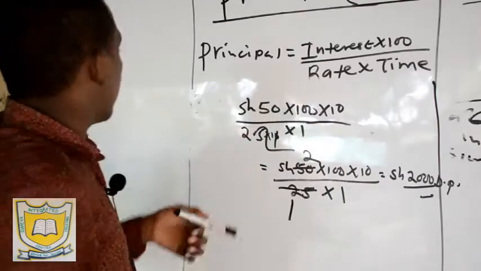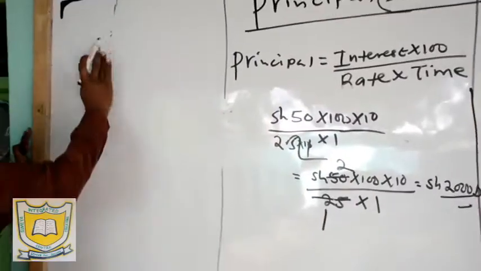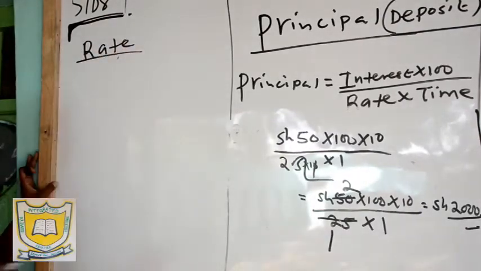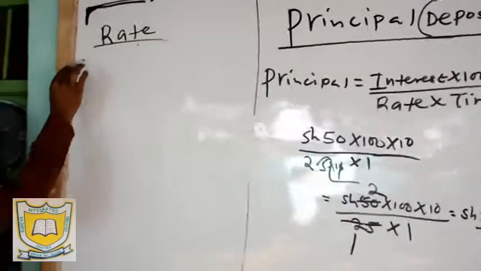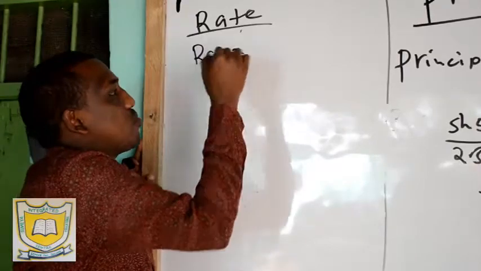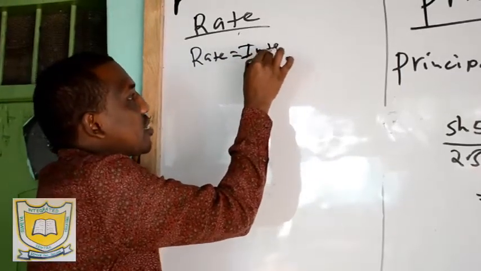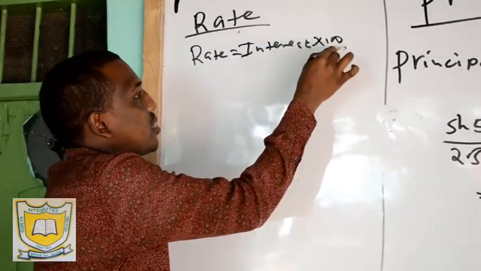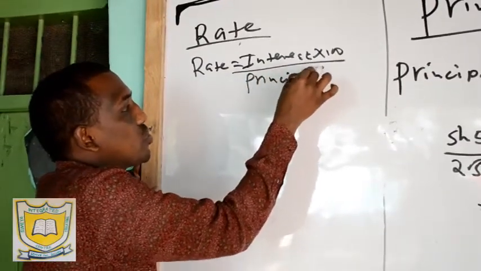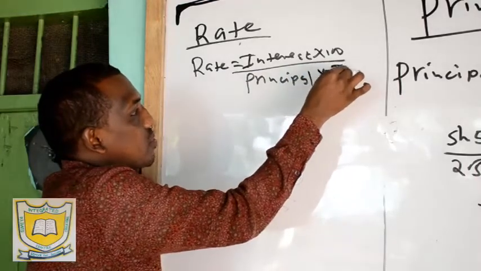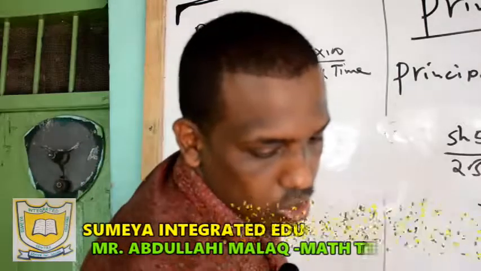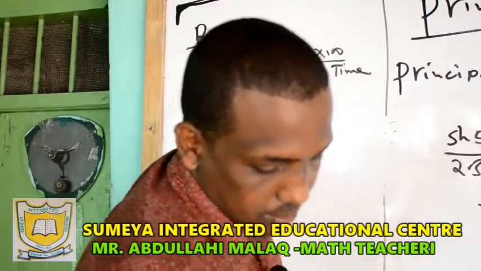So we are through with the principal. We go to the rate now. Rate is equal to the same we did yesterday: interest times 100 over the principal, or the deposit, times time. That's how we get the rate.